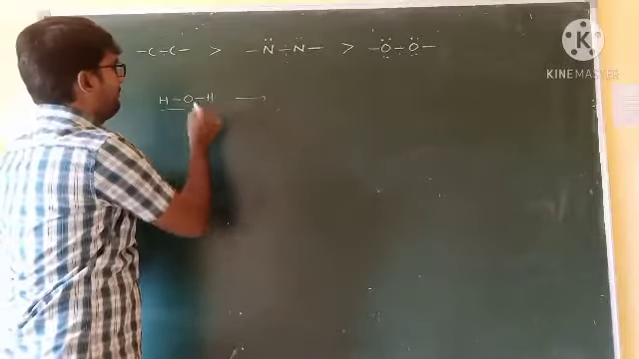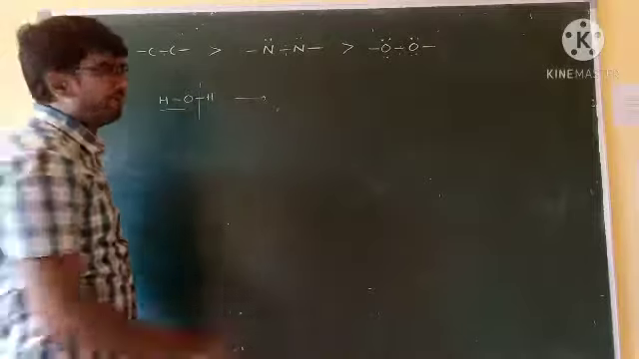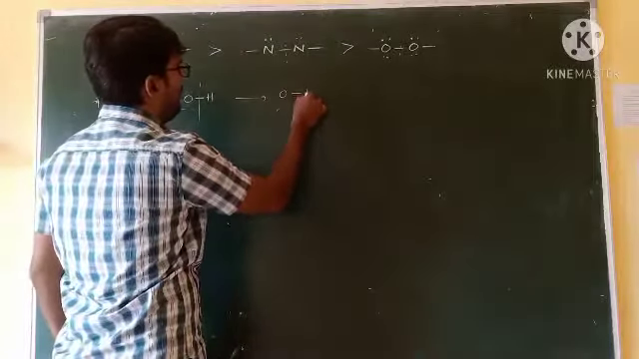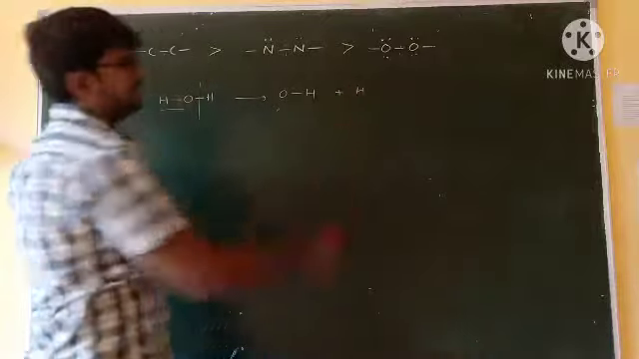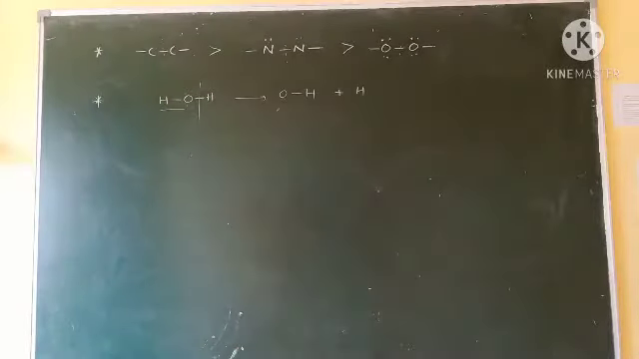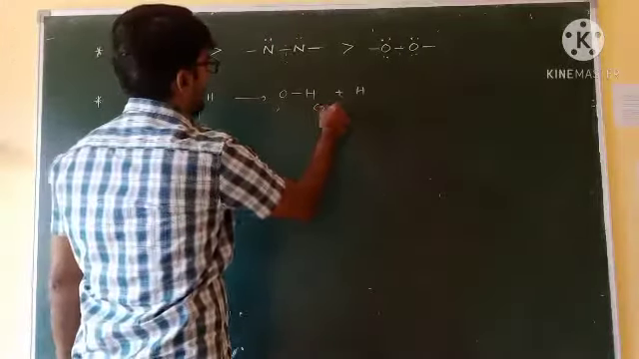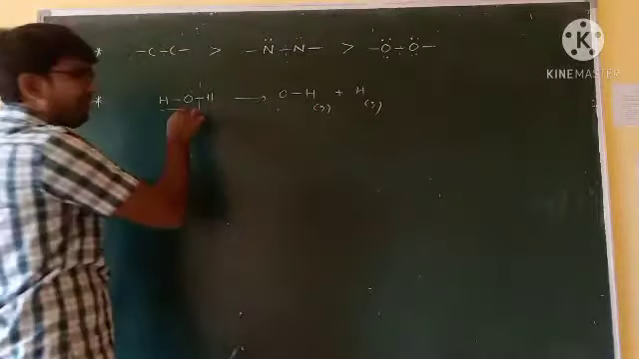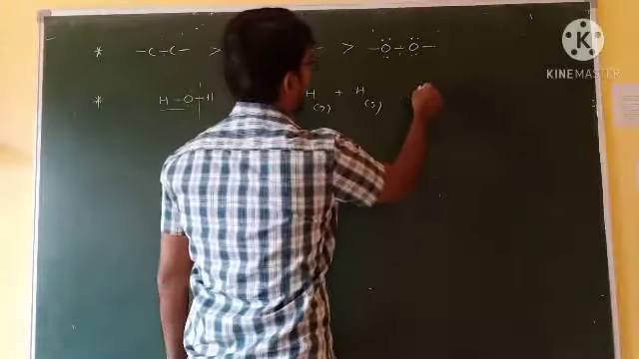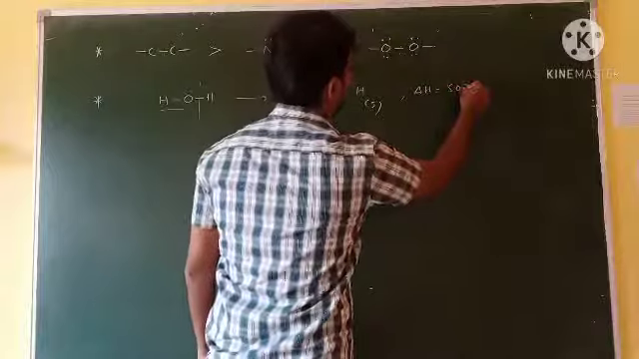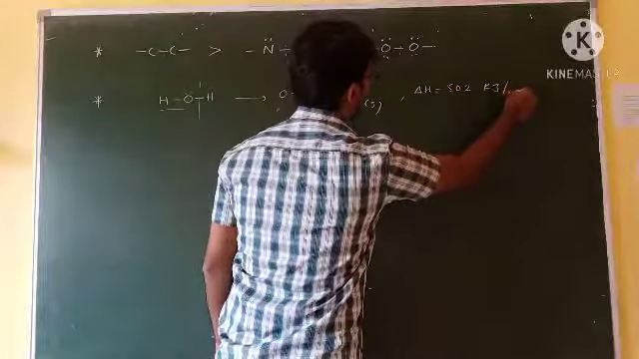First break the one bond. Breaking the one bond means OH is still present and one H is separated. We know that. So this is one gas, this is one gas. It requires more energy. That is delta H is equal to 502 kilojoule per mole.